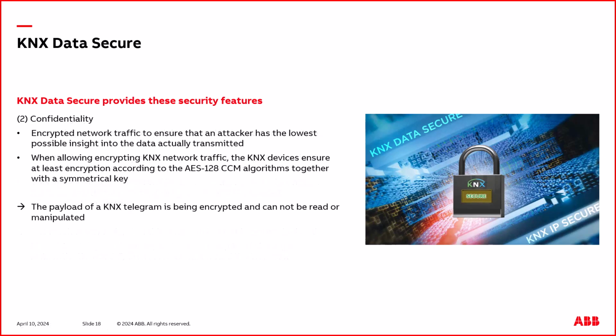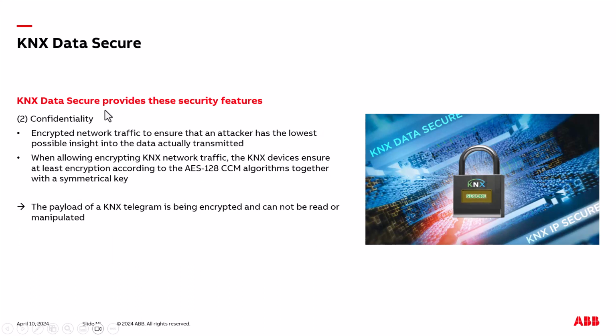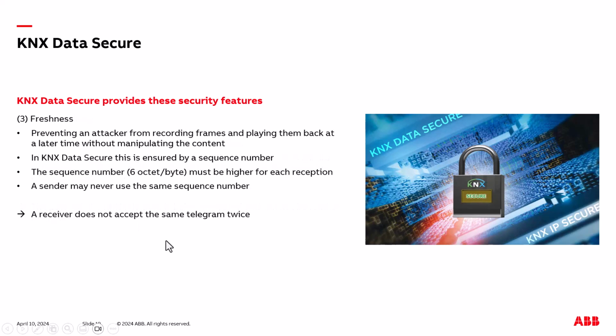The next one is confidentiality, that our useful data in our telegram is now encrypted. So the payload of the telegram, our useful data, cannot be seen, whether it's a 0 or a 1, the command, group value read. So this is protected by confidentiality. The third pillar is our freshness.